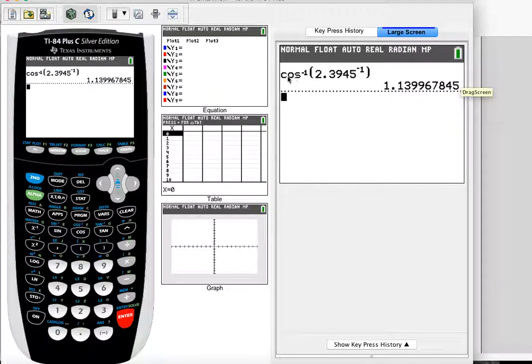So if I took away this -1, it's the angle whose cosine is 2.3945. If I do this -1, it changes it to secant. So now I'm finding the angle, because this inverse designates angle, whose not cosine because of this -1, now it's secant, 2.3945. So I get 1.14 radians. And all that means is r over x at 1.14 radians is going to be 2.3945. And that's kind of it.